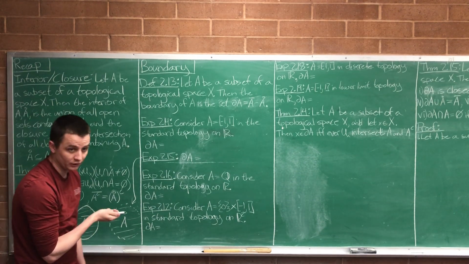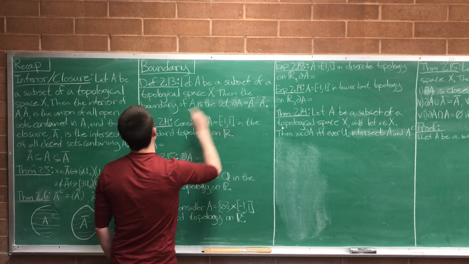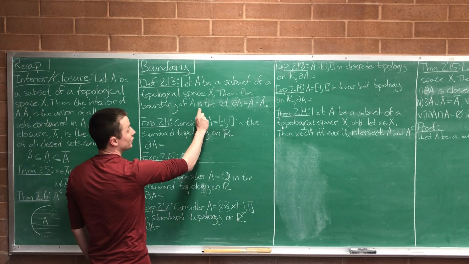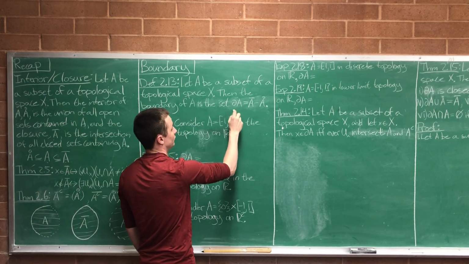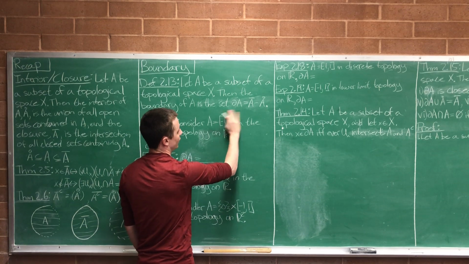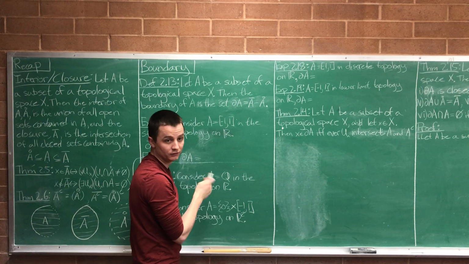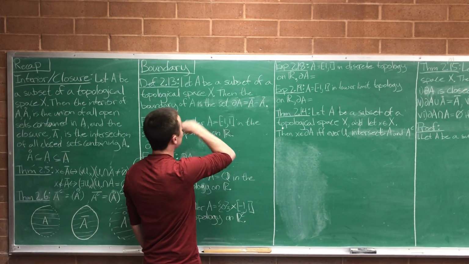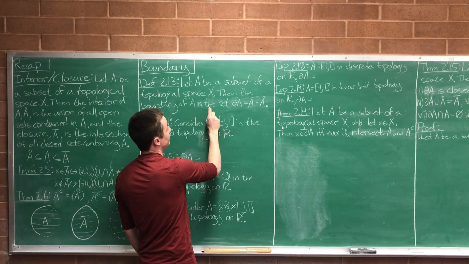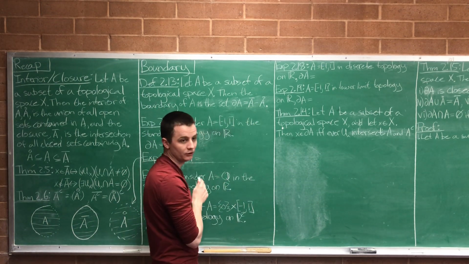So now the boundary. The boundary of a set. Let A be a subset of a topological space X, then the boundary of A is the set, delta A. That's the symbol we use for the boundary, the partial symbol. You wouldn't know that. It's just a special type of delta, a Greek letter. So the boundary of A, delta A, is equal to the closure of A minus the interior of A.